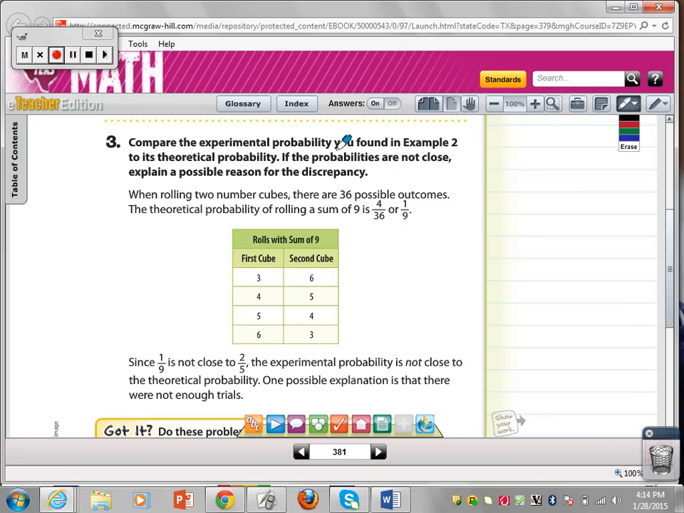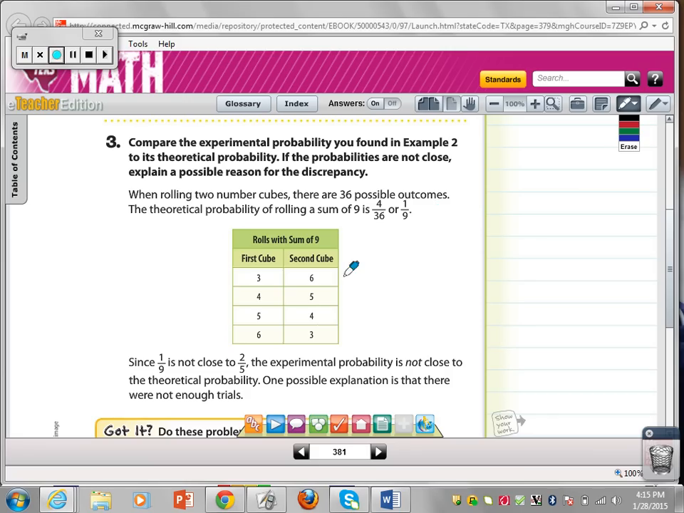Compare the experimental probability you found in example 2 to its theoretical probability. If the probabilities are not close, explain a possible reason for the discrepancy. So here we go. When rolling 2 number cubes, there are 36 possible outcomes. The theoretical probability of rolling a sum of 9 is 4 out of 36, or 1/9.